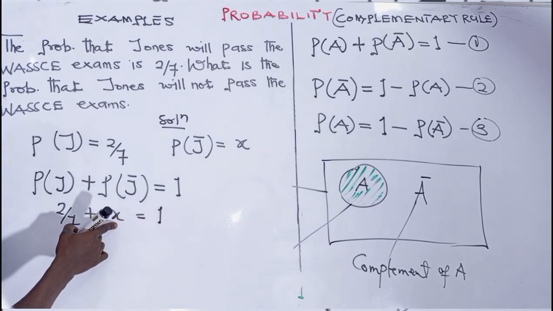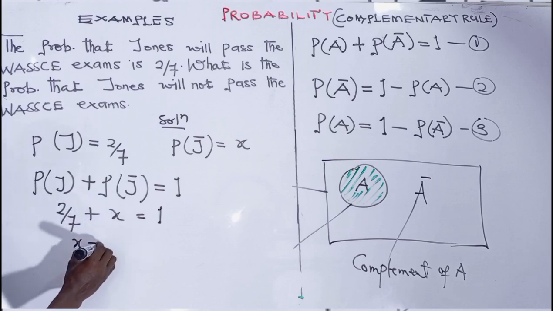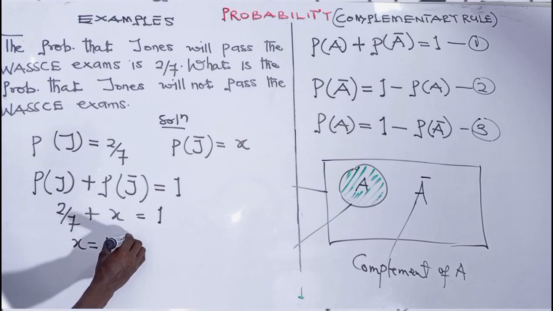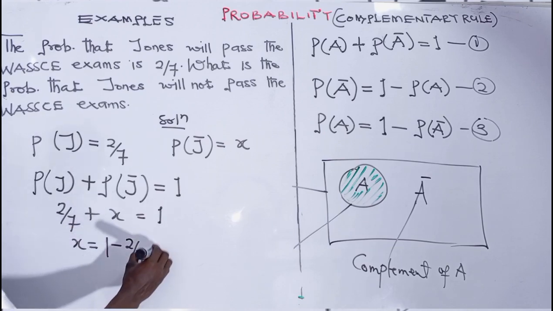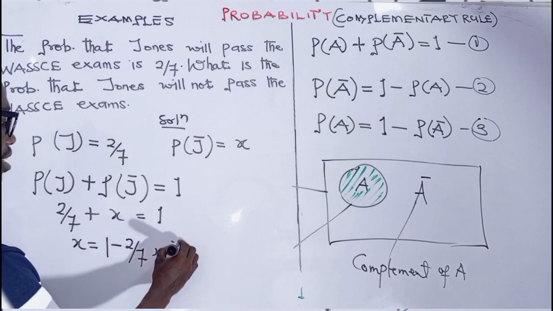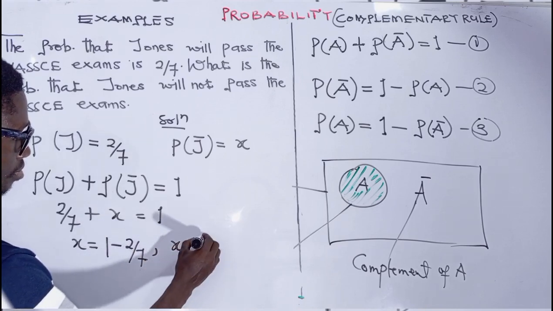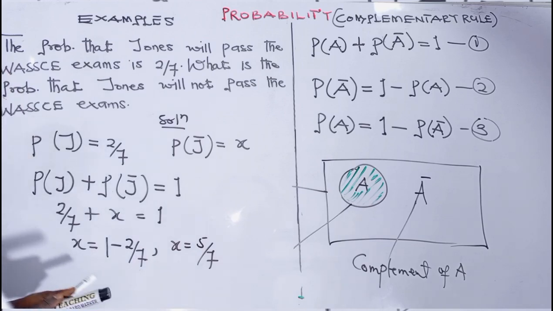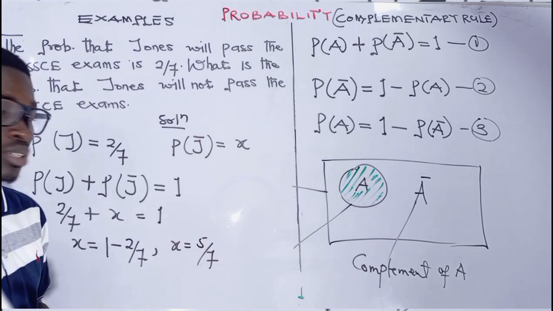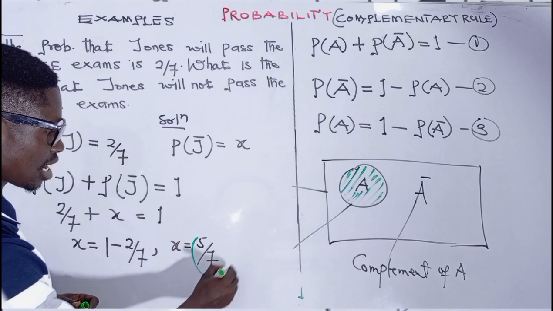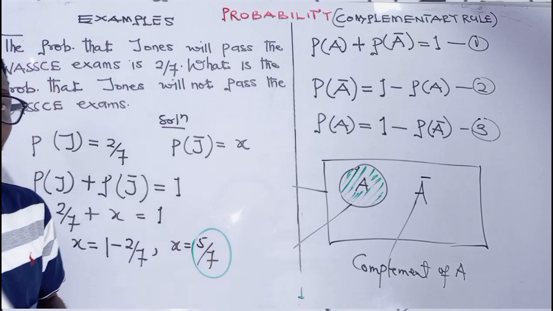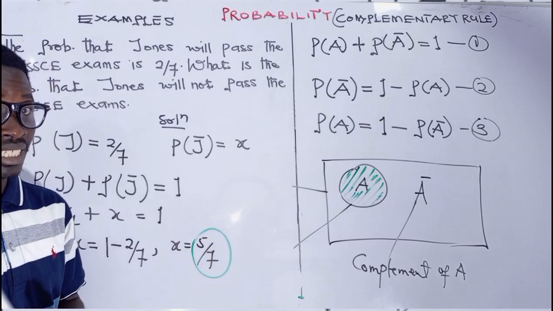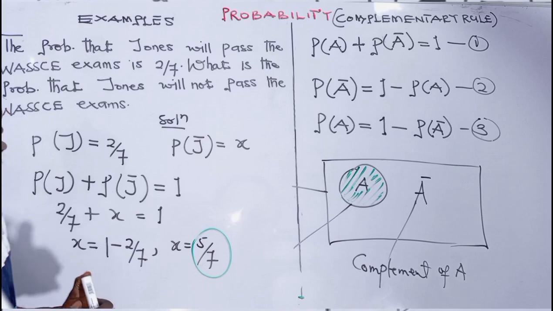1. We are looking for this, so we can say that x is equal to 1 minus 2 all over 7, and that is going to give us x is equal to 5 all over 7. Therefore, the probability that Jones will not pass the WASSCE exams is 5 out of 7. Very, very easy, as easy as ABC. Let's look at another example.